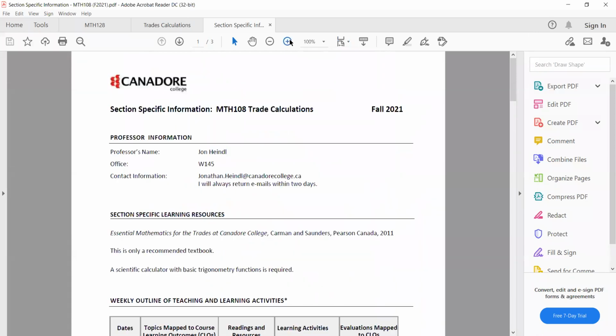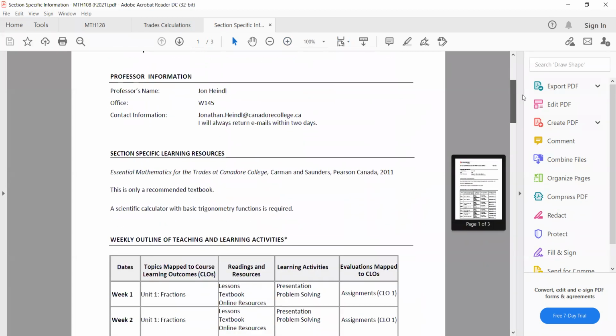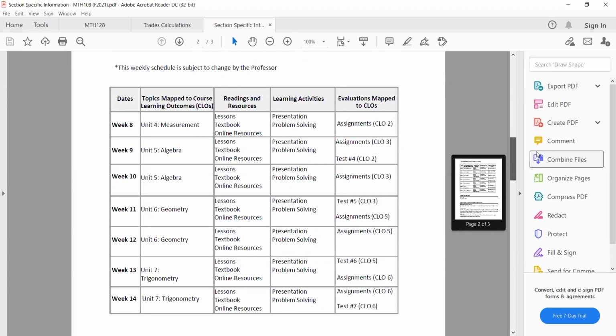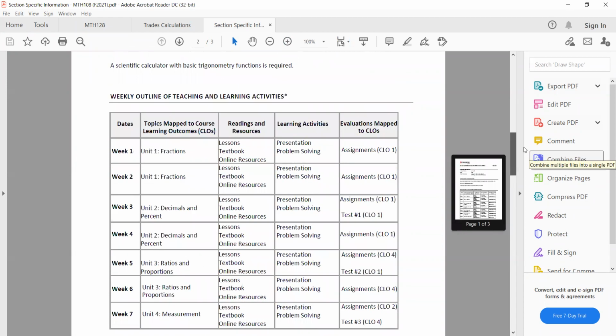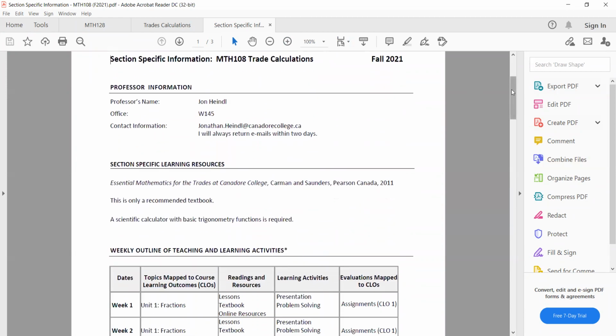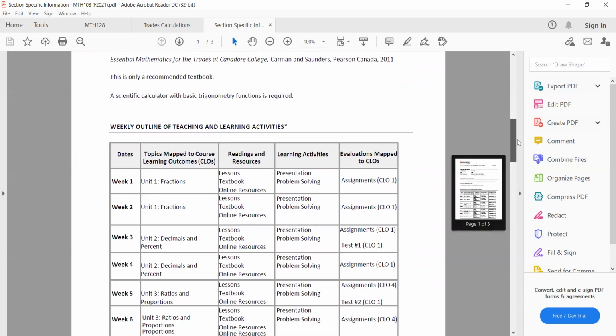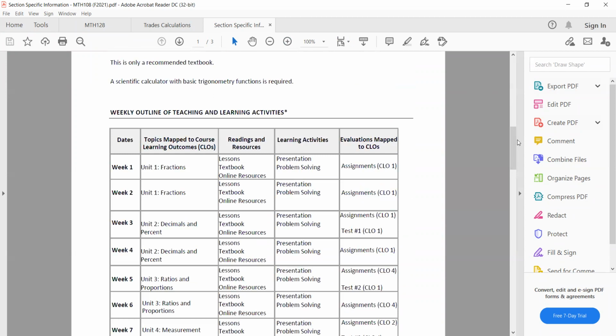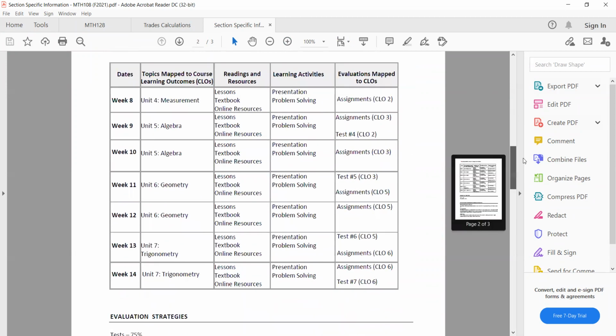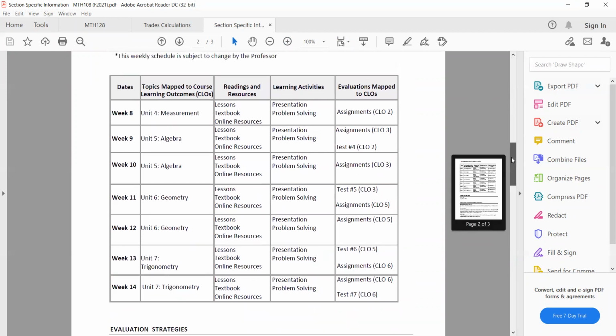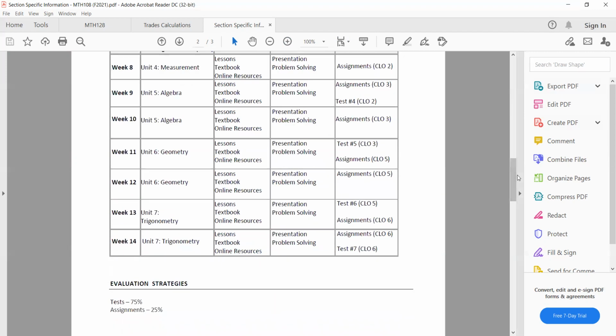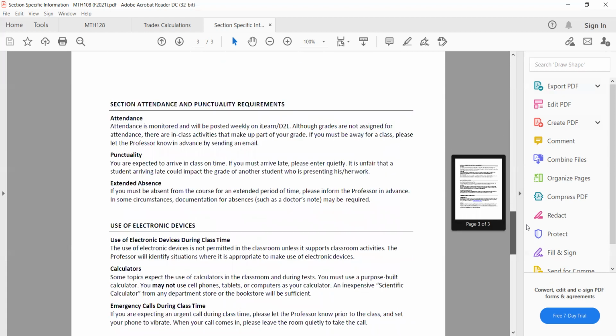Okay, so here's the section specific information. This is a good document because it has a week-by-week breakdown of everything that we're doing in the course. It's just a rough week-by-week breakdown. It always changes. So it looks like we got 2 weeks for fractions, 2 weeks for decimals. So it looks like everything is just pretty much 2 weeks, and there's probably some that are a little longer. Oh, no, they're all 2 weeks. Okay, that's simple enough.